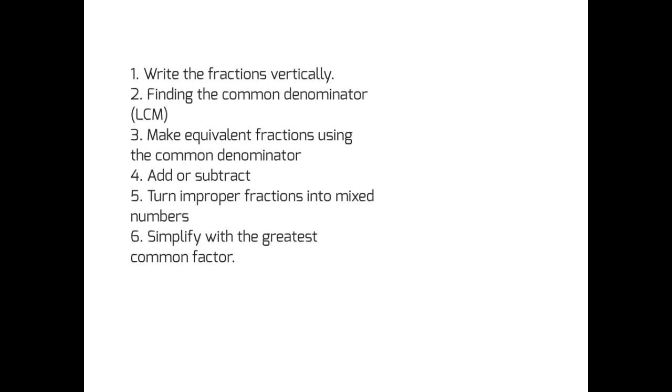So I'm going to solve the problem 3 and 3/9 minus 1 and 2/3. I'm going to still follow all of these steps for the first time, okay? So first I want to write them vertically so I can make sure I'm lining up my place values. So I have 3 and 3/9 minus 1 and 2/3. Step 2, find the common denominator. What is a common multiple that 9 and 3 share?